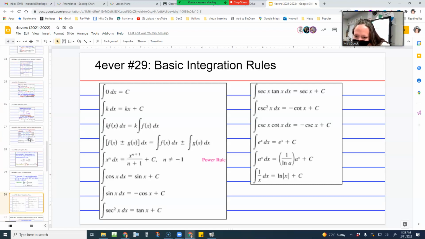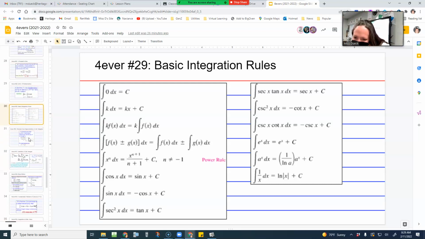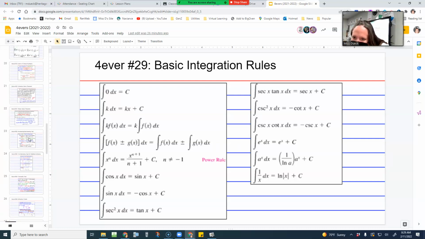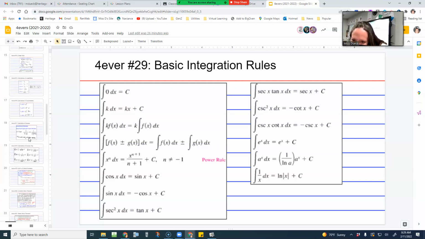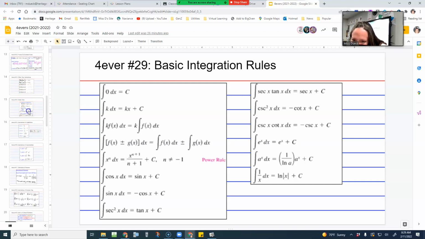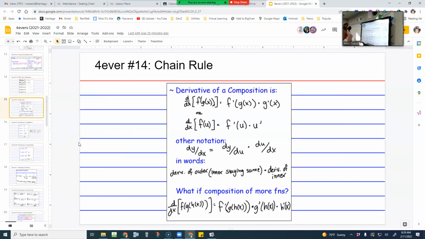Oh, where is the chain rule? Hold on, it's coming. There it is. The derivative of f of u is f prime of u times u prime. The derivative of f of g of x is f prime of g of x times g prime of x. Or you can do all kinds of funny stuff like derive the outer, keep the inner, derivative of the inner, etc.